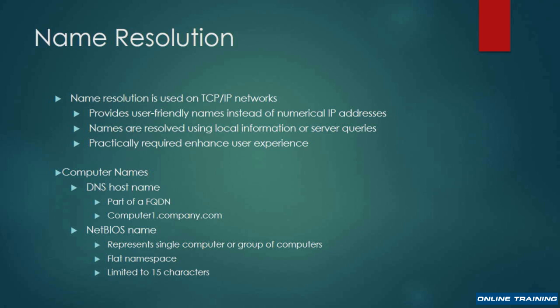The NetBIOS name, on the other hand, represents a single computer or group of computers. Unlike DNS, which is in a hierarchy, the NetBIOS name is a flat namespace. It's just the name itself. It's limited to 15 characters, although there's a hidden 16th character that identifies the service. So a machine may register a NetBIOS name for its workstation service to connect to other systems, and its server service to accept connections for shared resources. NetBIOS is really a backward compatible type of name. Windows really hasn't required NetBIOS for years, but there are some applications that still do. So NetBIOS is turned on by default, but DNS is used predominantly.